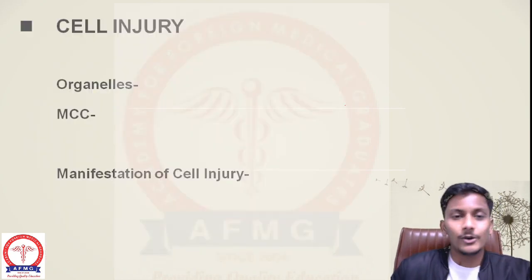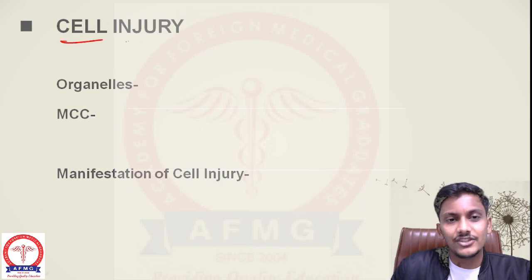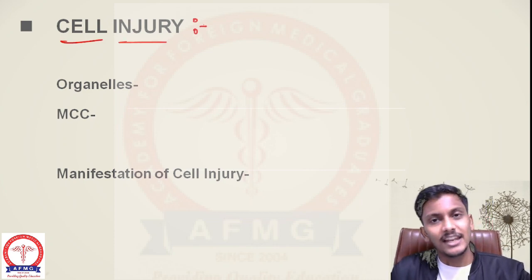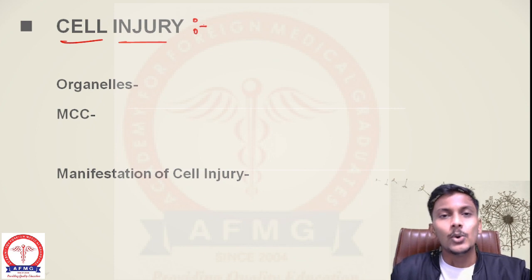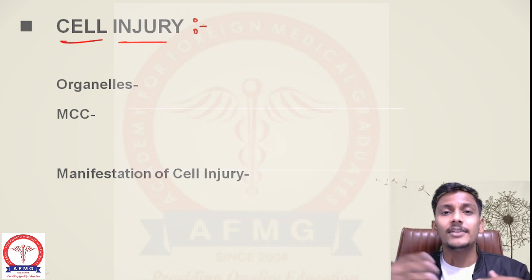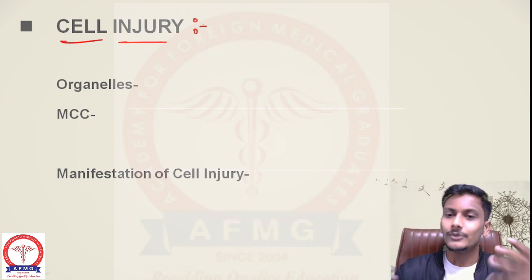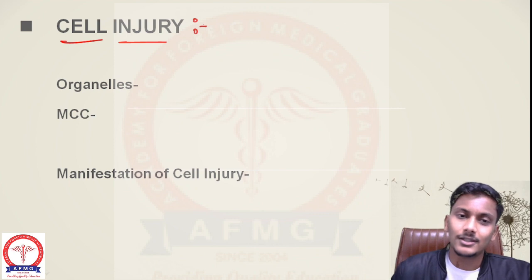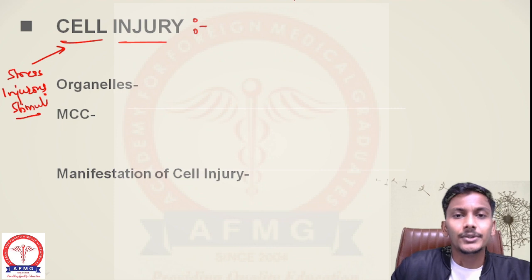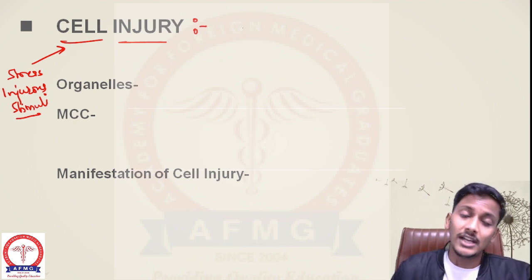The topic we are going to study is cell injury. As we all know, the cell is the basic anatomical and functional unit of life. Whenever there is some stress or injurious stimuli on the cell, it leads to different changes in the cell, and these changes manifest differently. We will be discussing those changes today.